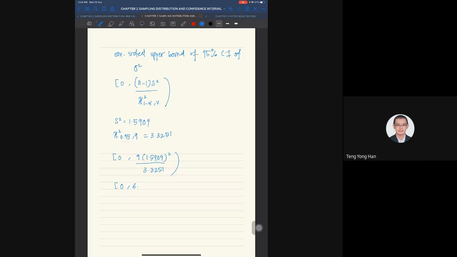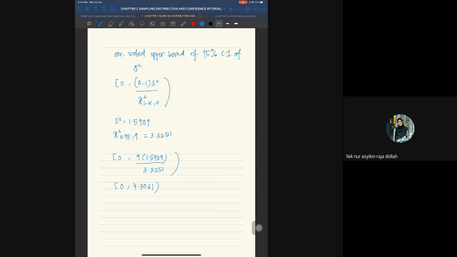Madam, the s squared, no need to square already, right? It is already the value that you give here? Yes, madam, it is already the value of s squared. Thank you. So you get what just now? 4.3061. Okay.